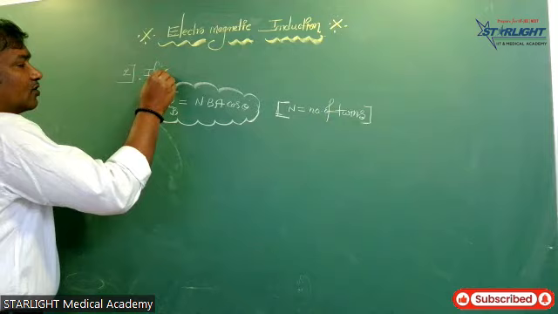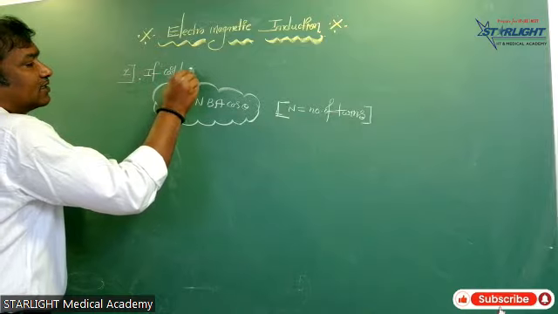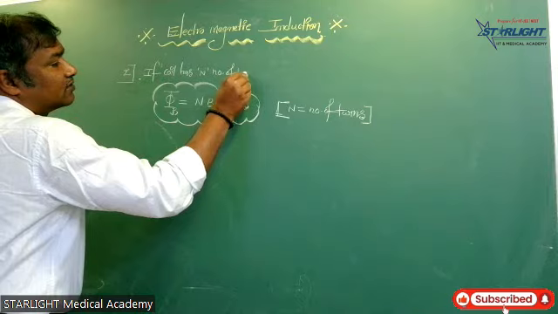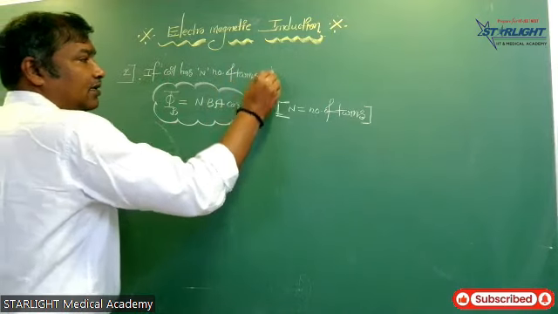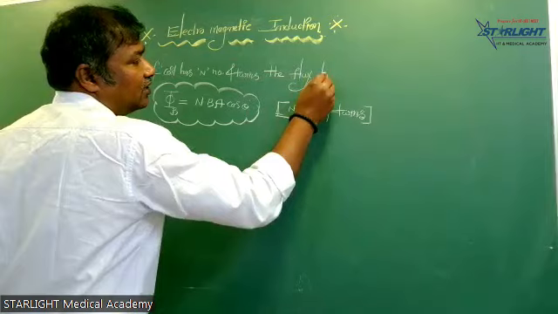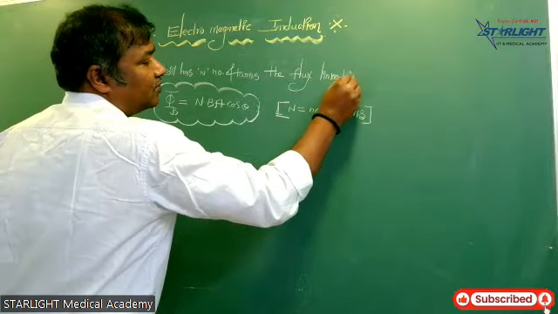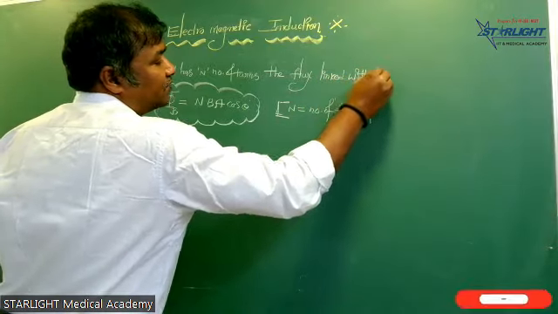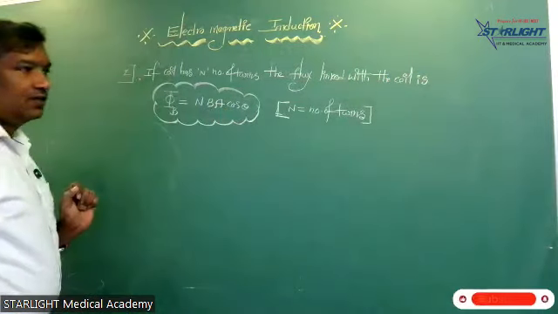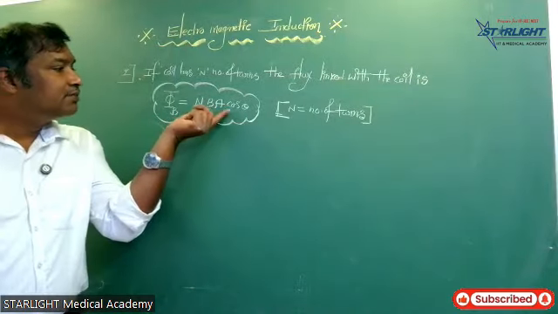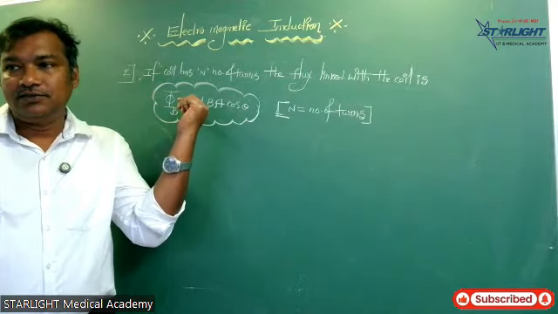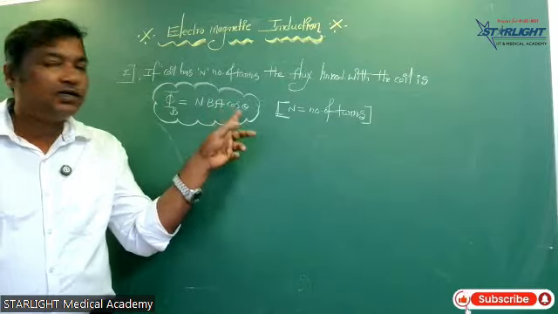If the coil has n number of turns, then the flux linked with the coil is, okay, I told you the flux is BA cos theta. First, suppose the coil has n number of turns, then it is n BA cos theta.